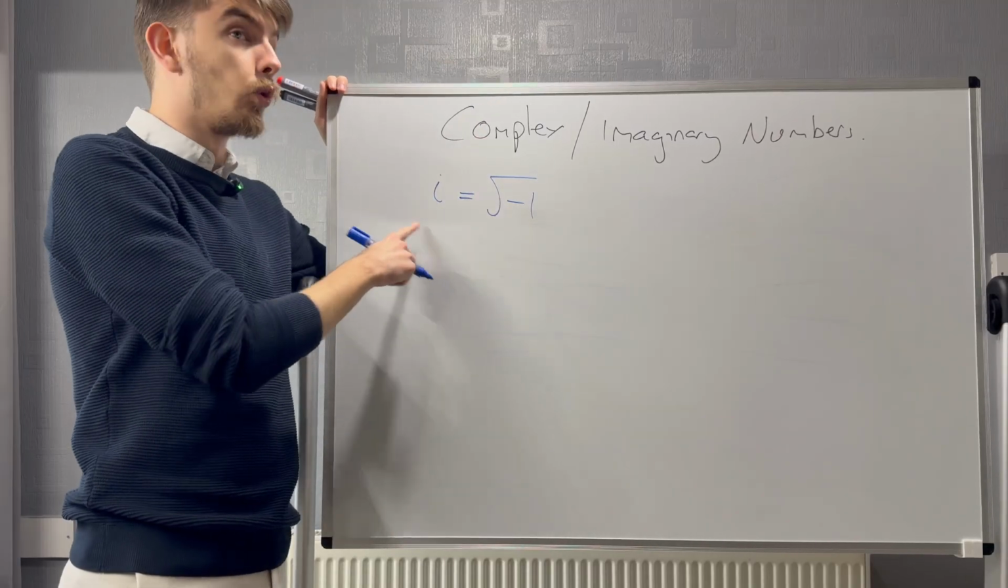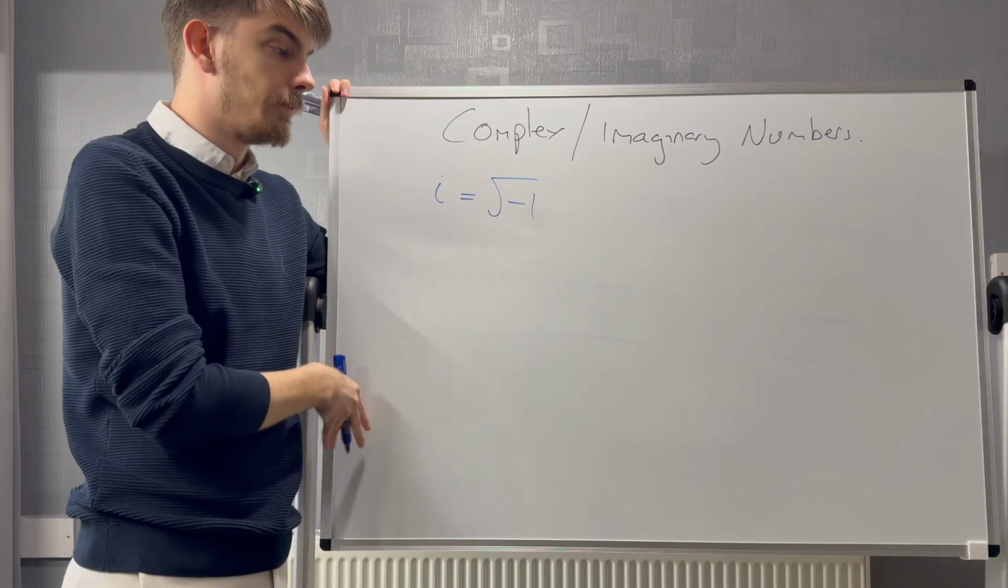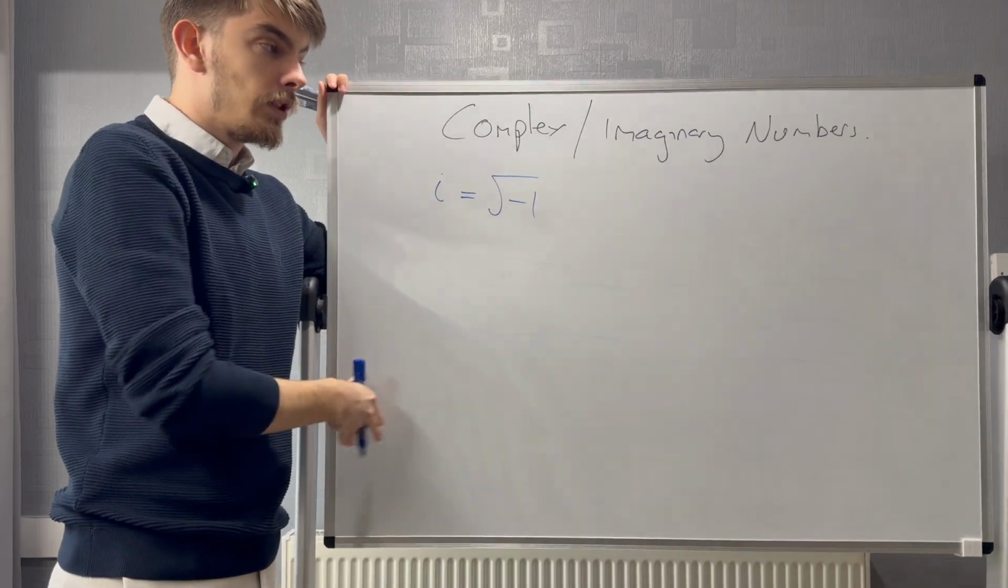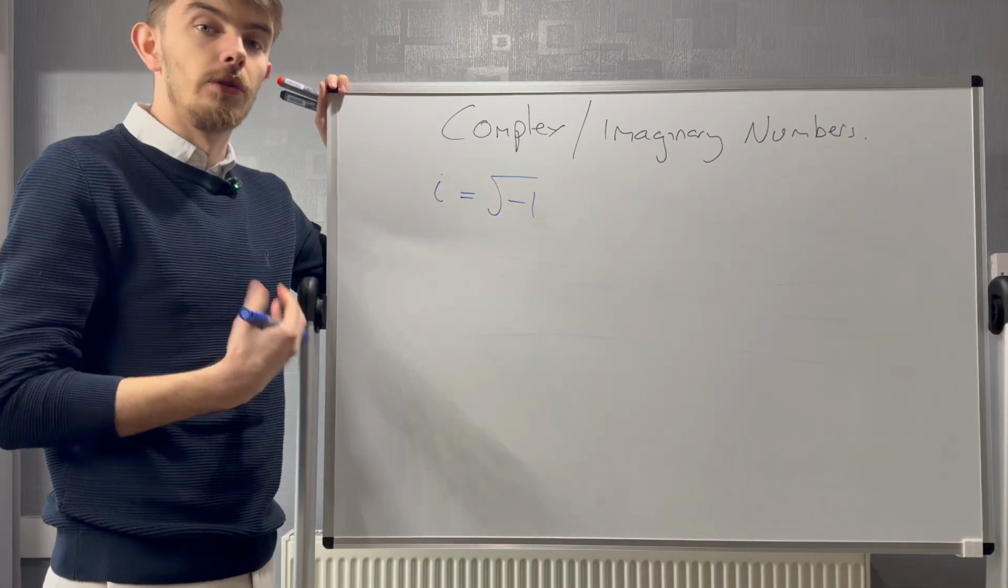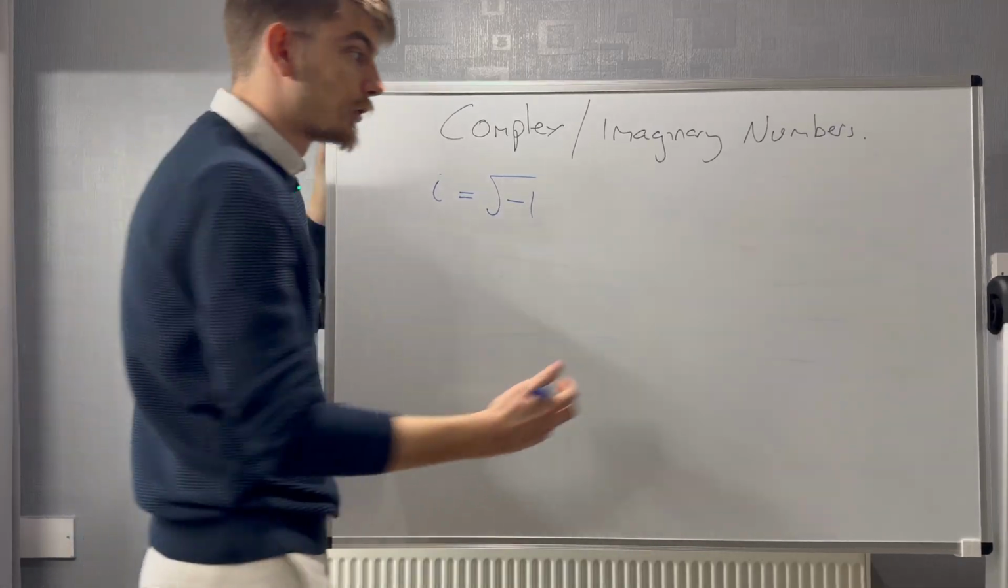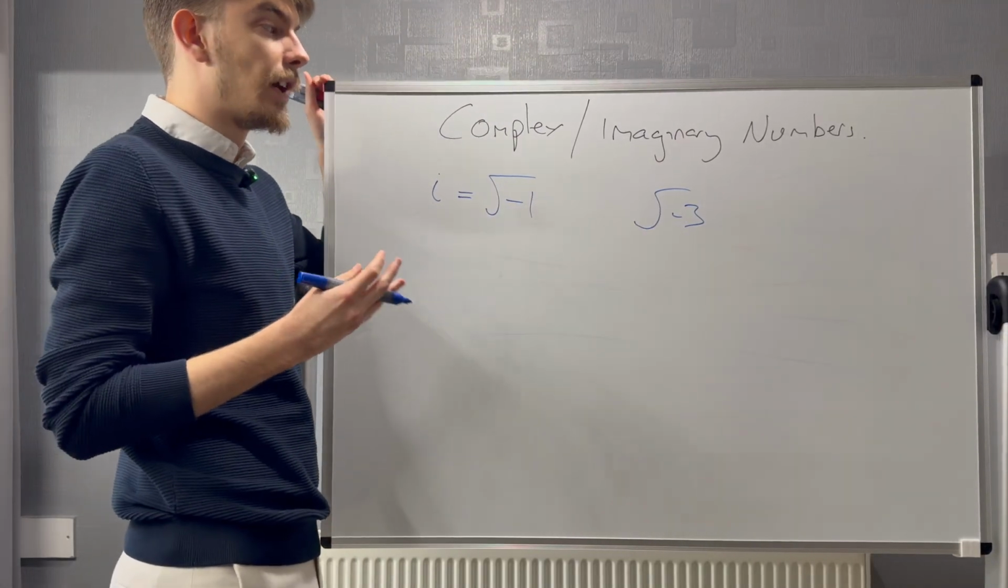We've done it and we've called it i. So the square root of minus 1 is i. Now, we need to be able to extrapolate this out into any other square root of a negative number. For example, the square root of minus 3 from earlier. The way we do that is we use some of our surd rules.